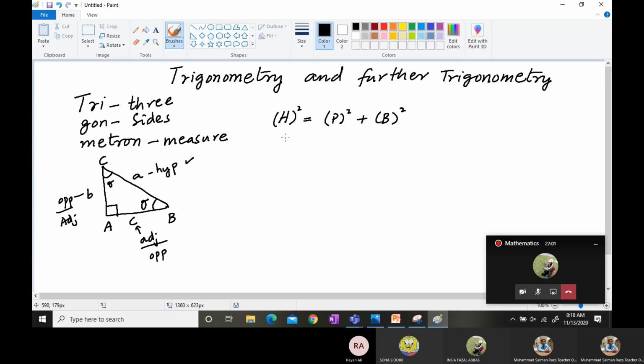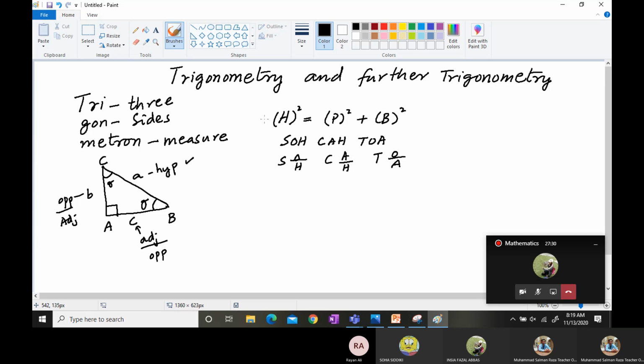And in order to find out any of the angles, we apply the general technique of SOH CAH TOA, where sine is opposite upon hypotenuse, cos is adjacent over hypotenuse, and tangent is opposite upon adjacent. So we normally use these ratios to find out any of the unknown angles.